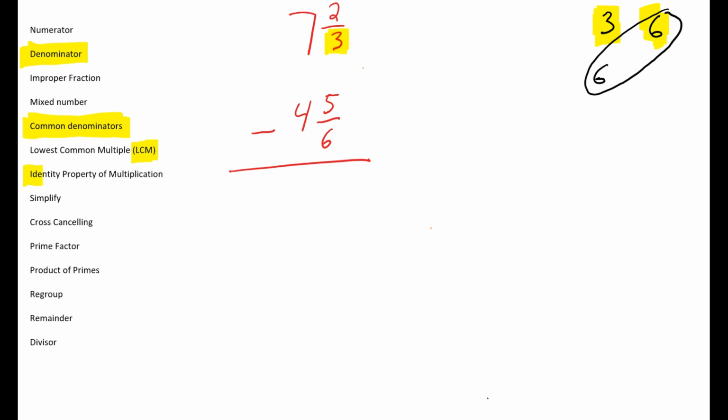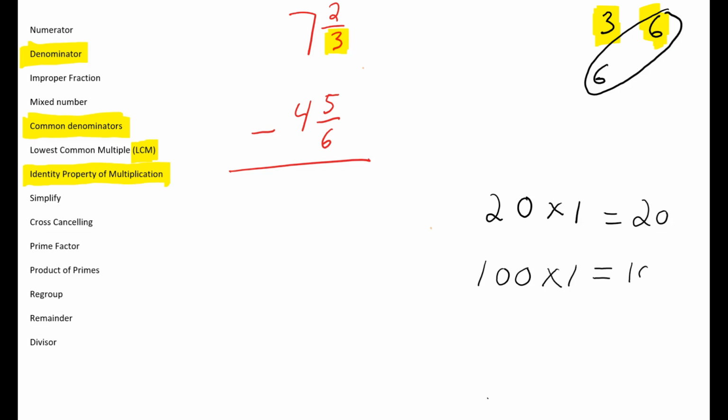I'm going to do that by using the identity property of multiplication. Remember, the identity property of multiplication says that any number, let's say 20, multiplied by 1 is going to equal that number. We can take 100 times 1 and it's going to equal 100. We can take 10 times 1 and it's going to equal 10. So any number multiplied by 1 is going to equal that number. Now with fractions it's a little different because we're actually changing the way the number looks. We're still going to have 2/3, but it's going to have a 6 on the bottom of it.